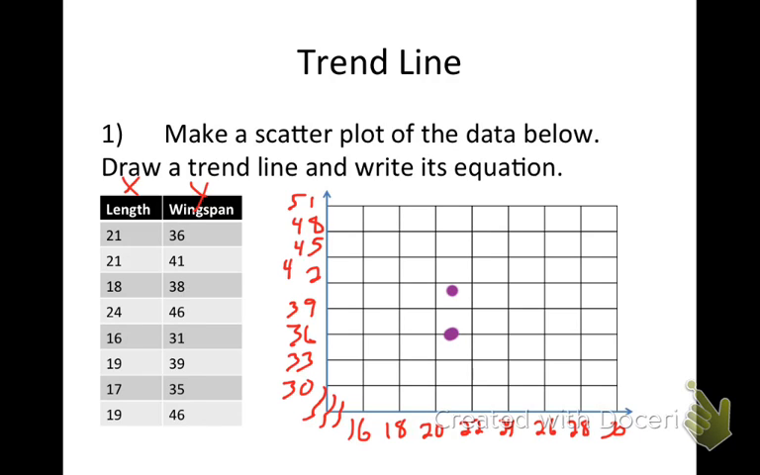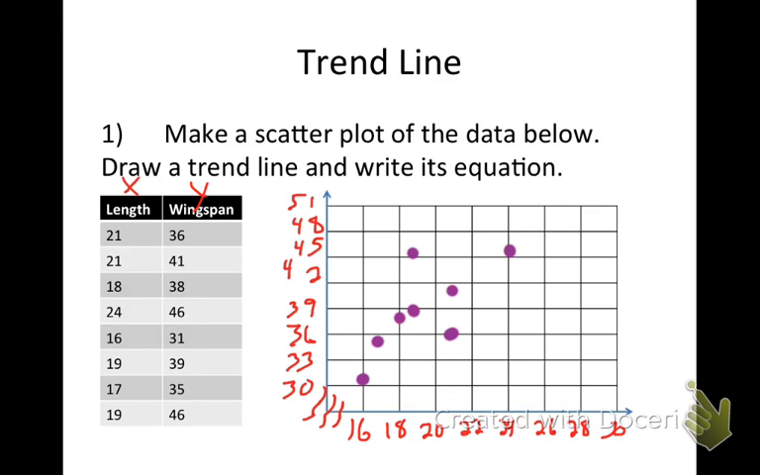18, 38. 24, 46. 16, 31. 19, 39. 17, 35. And 19, 46. Okay, so now I have my dots here. First off, what type of correlation do I have here? What did you think? Positive correlation. Does everybody see it's kind of going up, right?